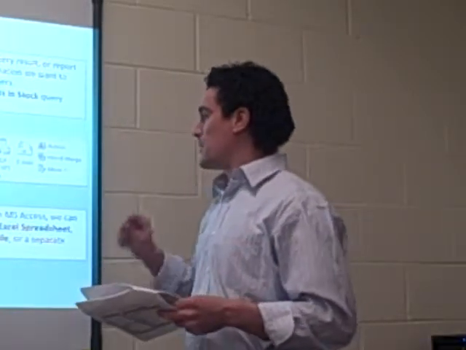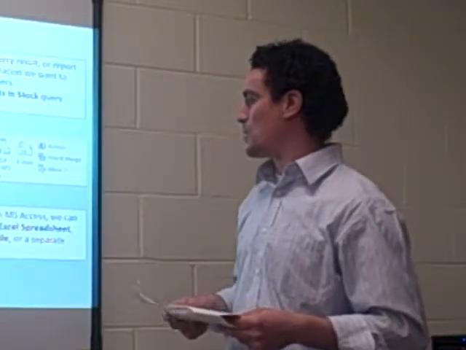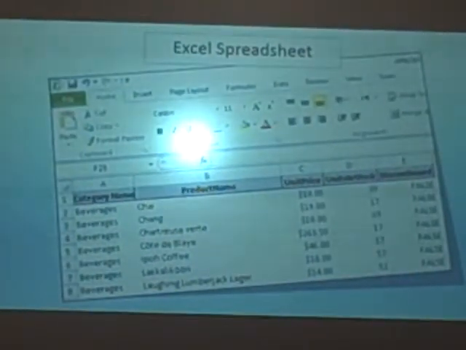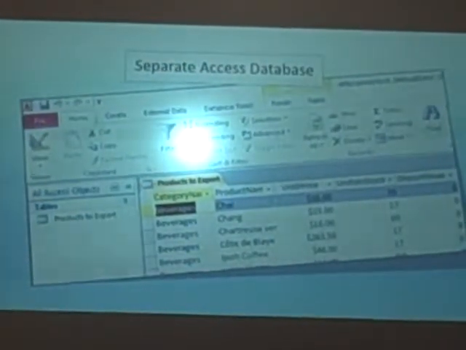And in the export tools in Microsoft Access, we can export information into Excel spreadsheets, a Word document, a PDF file, and a separate Access database table.